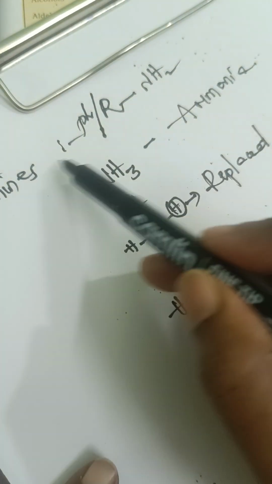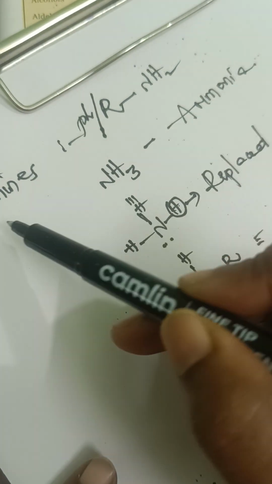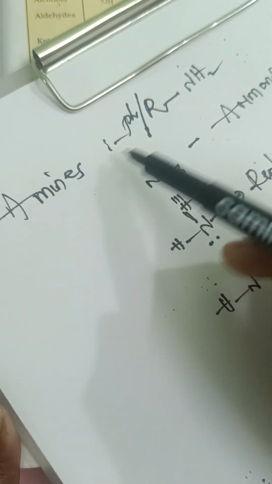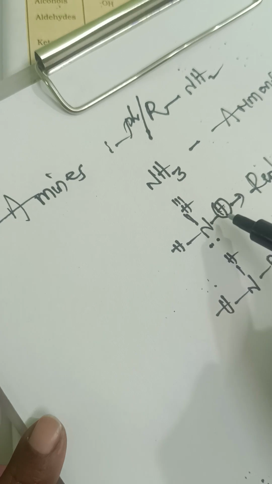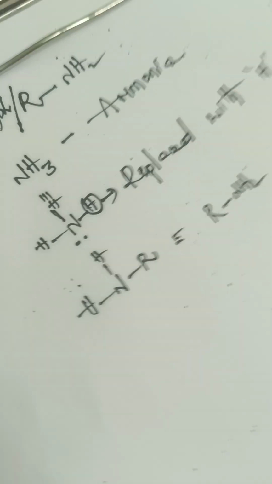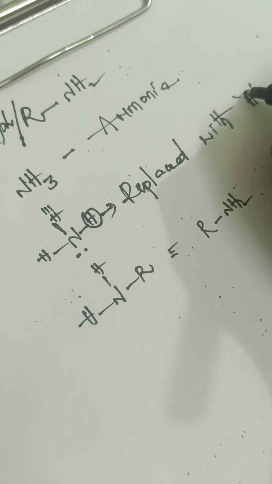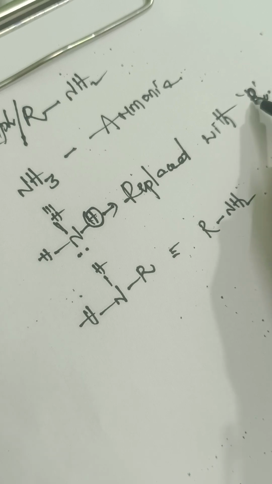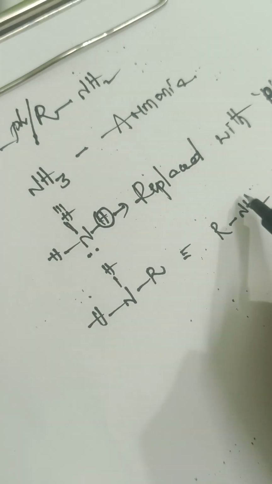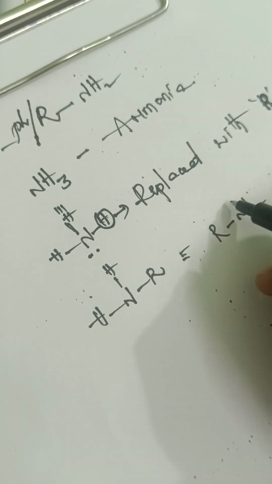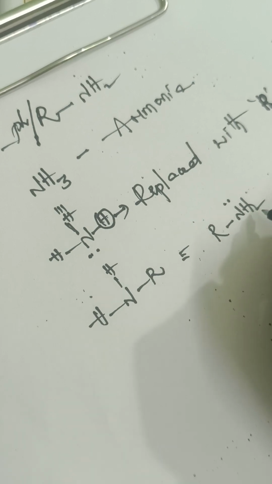That means these amines are derived from ammonia. One of the hydrogen atoms is replaced with an alkyl group. This is R. Replaced with an alkyl group, then the formula will become like this. You can write it like this also. Everybody knows one lone pair of electrons will be present on nitrogen.